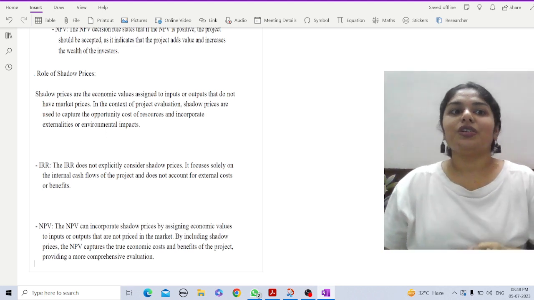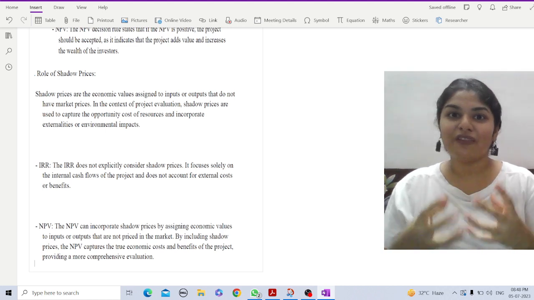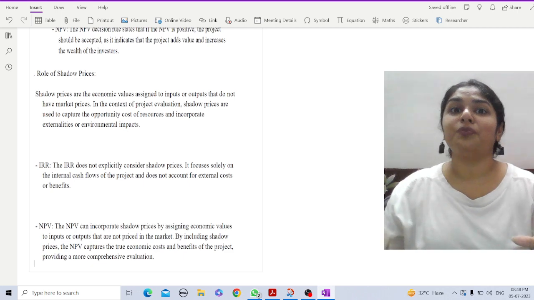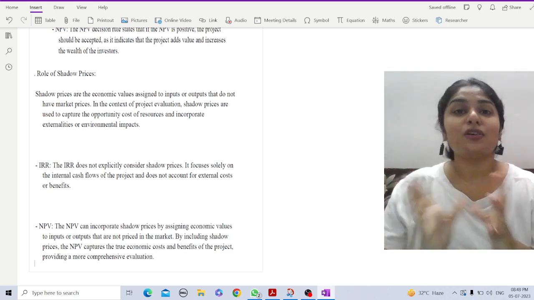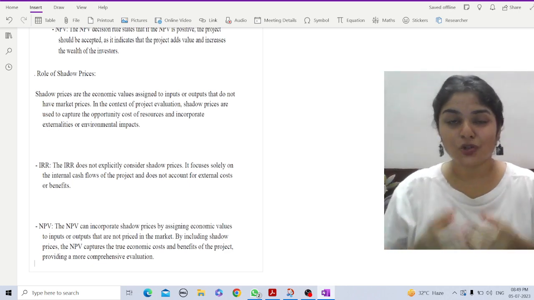Shadow prices are used to capture basically the opportunity cost of a resource. It means if a resource is used in the production of A, then of course for the production of B you have to sacrifice its use, because resources are limited. So that is opportunity cost, and let's say shadow price. In that sense it is the shadow price and not the market price.